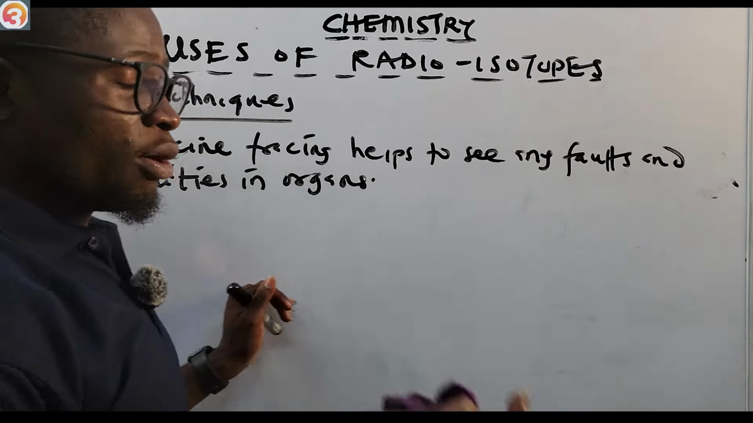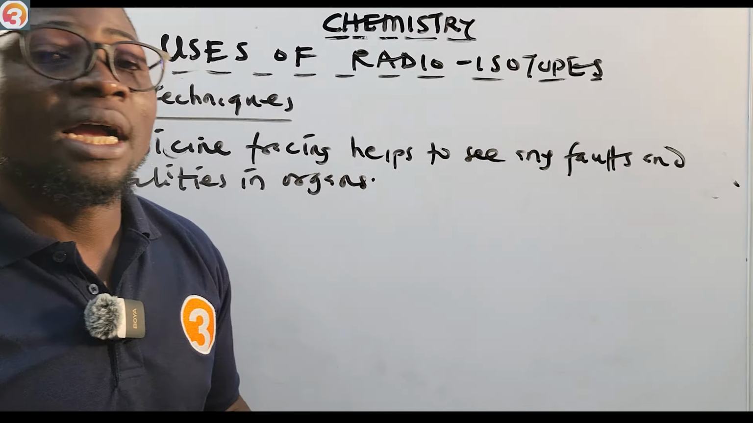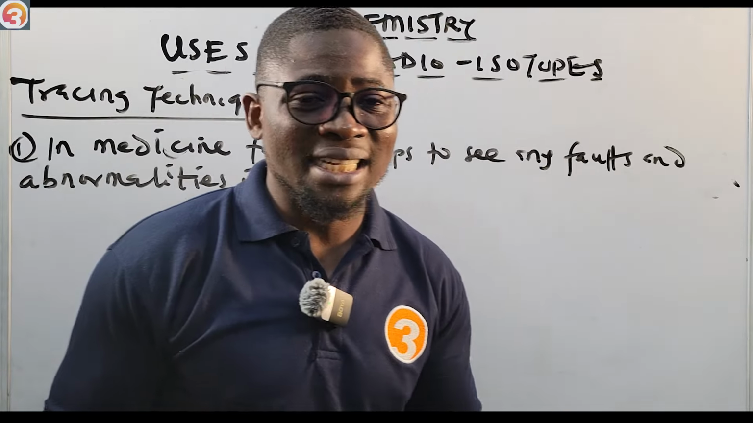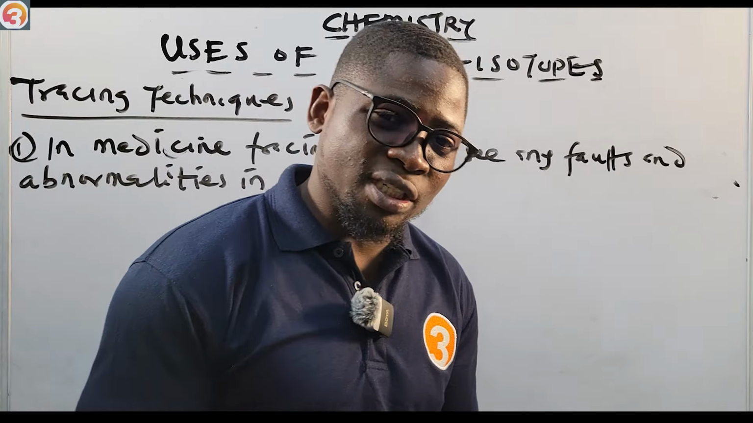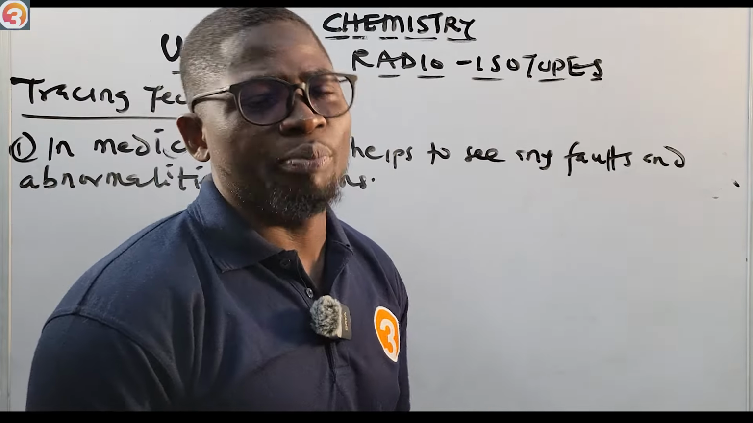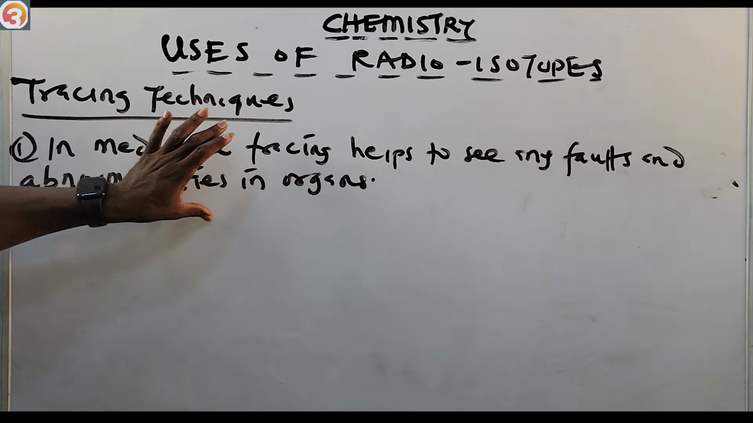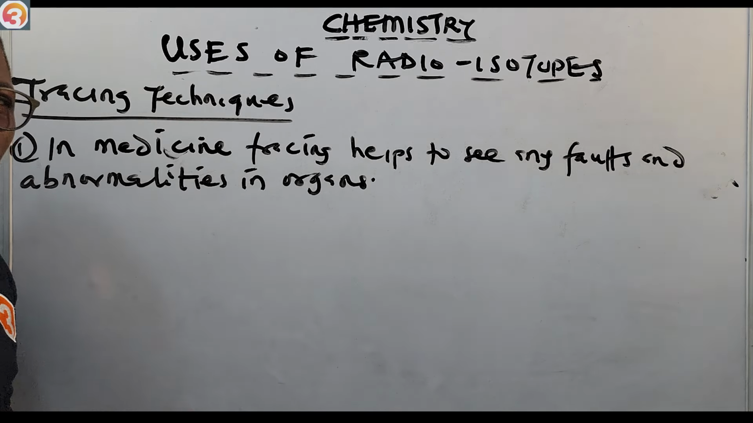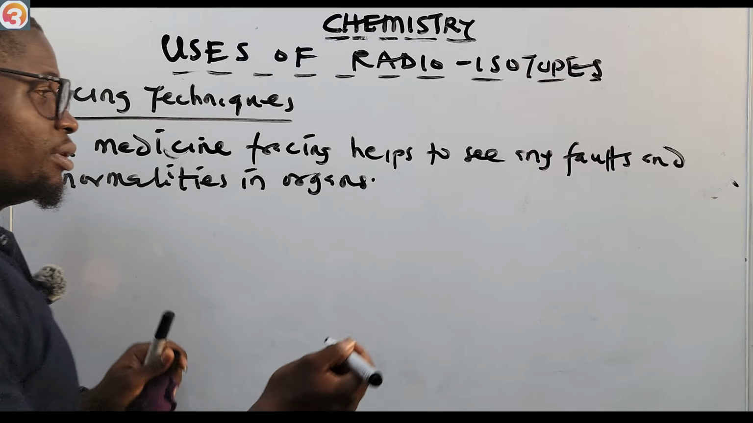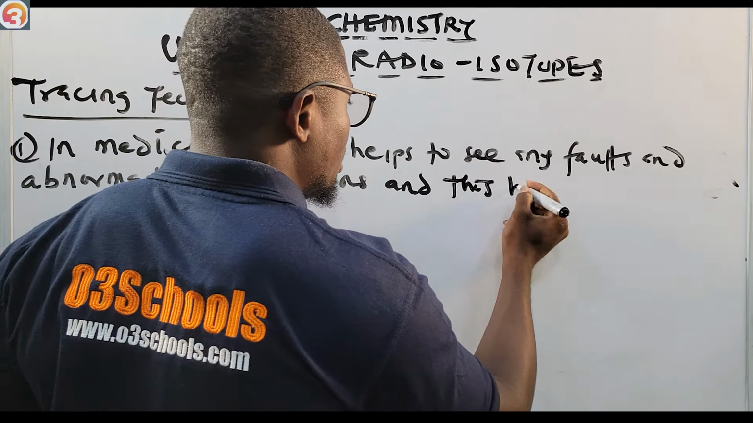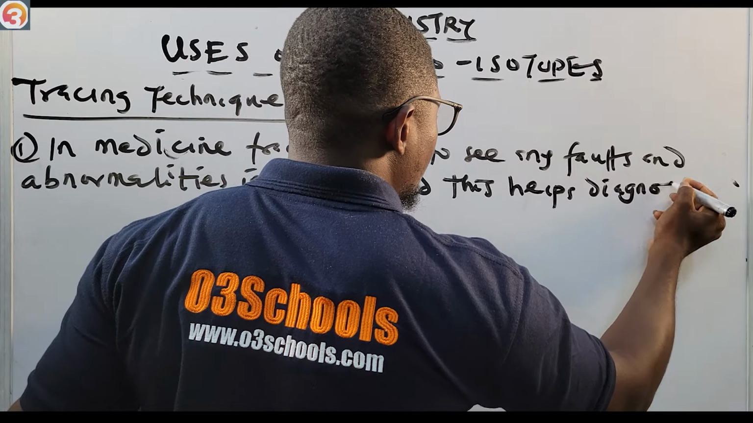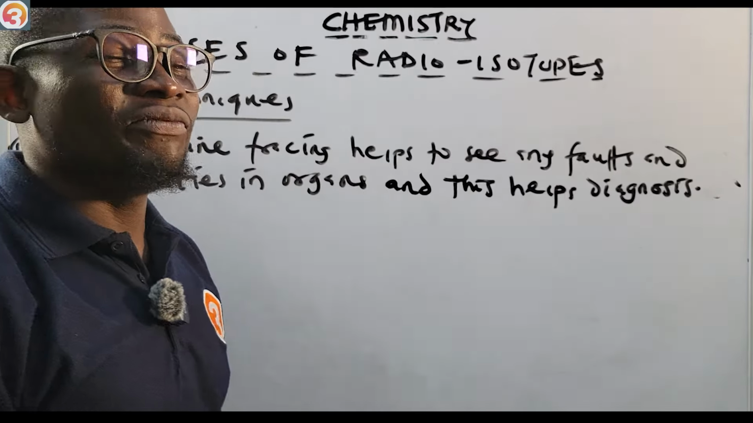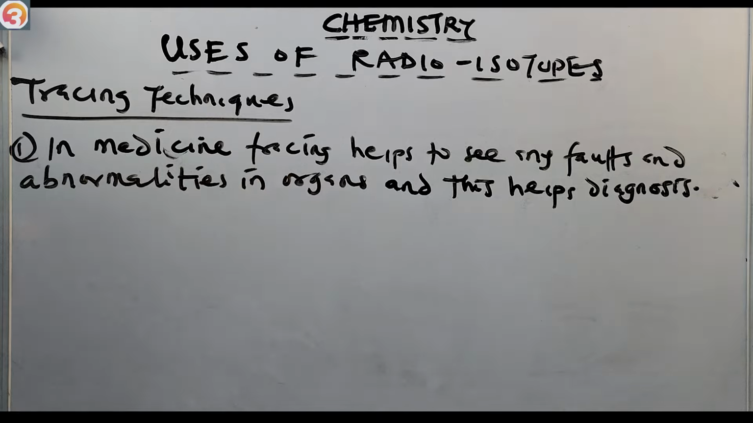So instead of a particular organ that is malfunctioning, instead of you tearing the person open and looking for where the problem is coming from, you can simply use tracing techniques. It will identify the particular organ that has the fault, and then you can easily operate on it. It's as simple as ABC. So in medicine, tracing helps to see any faults and abnormalities in organs, and this, in the long run, helps diagnosis. It helps the doctor to easily identify the faulty organ and operate on it without wasting too much time.